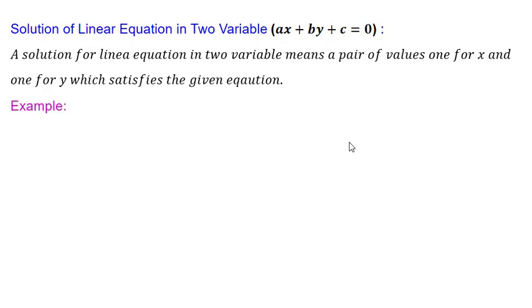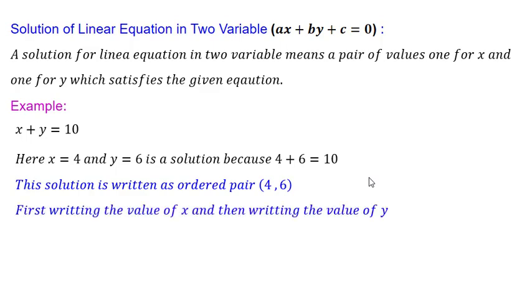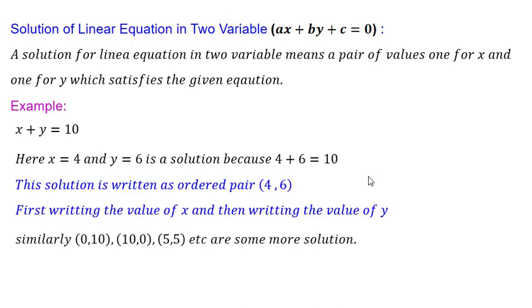For example, when x plus y is equal to 10, x is equal to 4 and y is equal to 6 is a solution because 4 plus 6 equal to 10. This solution is written as ordered pair (4, 6), first writing the value of x and then writing the value of y. Similarly (0, 10), (10, 0), (5, 5) etc.